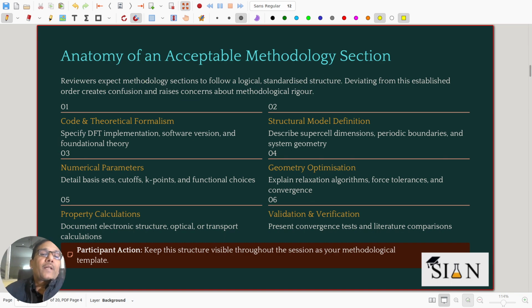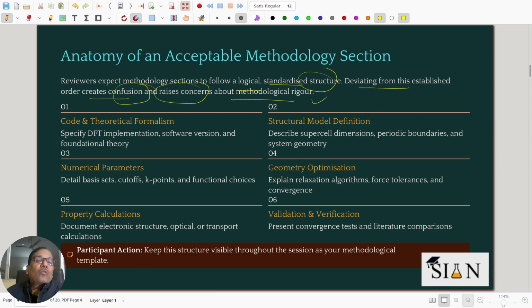Generally, reviewers expect the methodology section to follow a logical, standard structure. Deviation from the established order creates confusion and raises concerns about the methodology. So even if people try to change the order of the methodology section, a specific order should be followed while writing it.